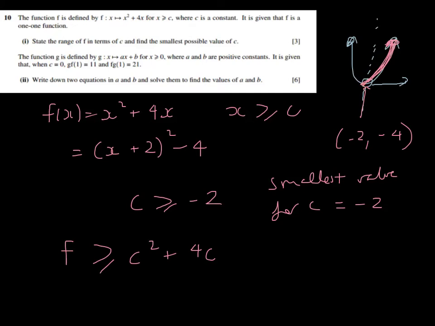So let's say the c value was, in fact, 0. If I put 0 into x squared plus 4x, then I'm going to get a y value of 0. And that means that the function only exists for y values of 0 or higher, right? So that's how we get this function in terms of c, the range in terms of c. Okay, so let's try part 2 and wrap this question up.